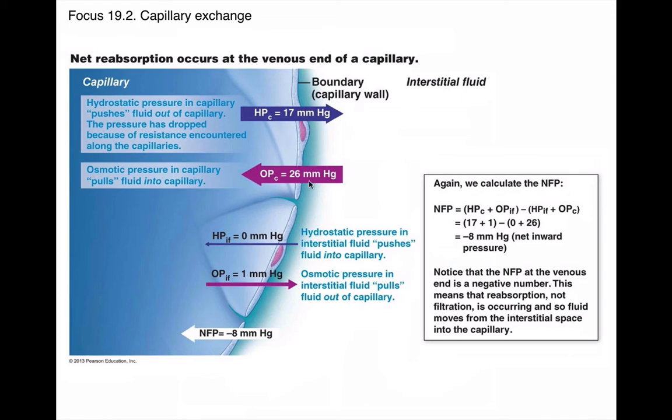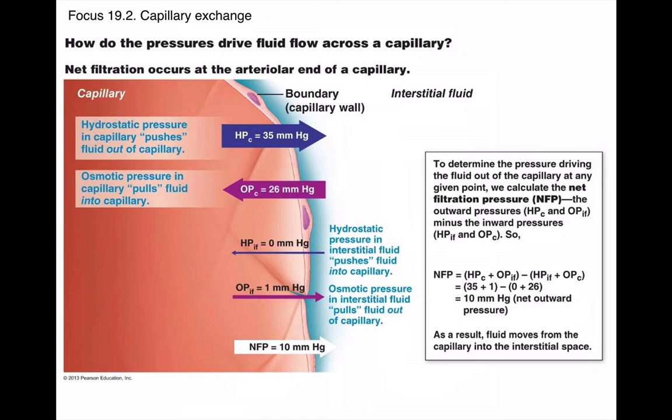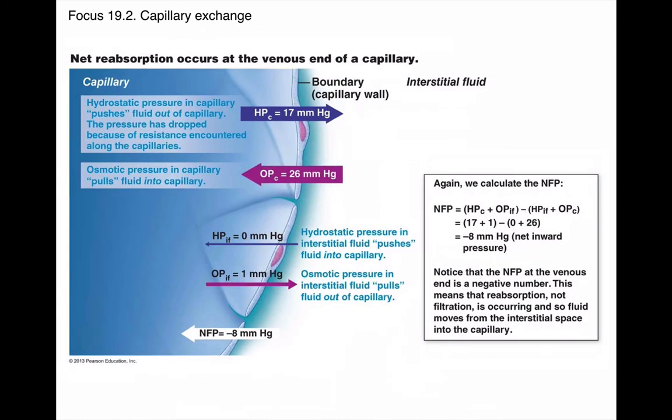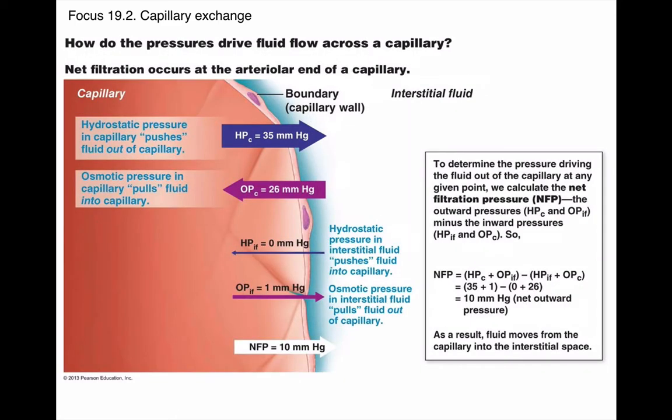Now here, the osmotic pressure, this 26 millimeters of mercury, again, that's the sucking force of those plasma proteins in. You'll notice it is exactly the same as on the other side. Those plasma proteins, by and large, aren't leaving the plasma. They are assisting with this water balance. Then again, 0 millimeters of mercury for the hydrostatic pressure of the interstitial fluid, and 1 millimeter of mercury for the osmotic pressure of the interstitial fluid. Flipping back again, those pressures are the same.